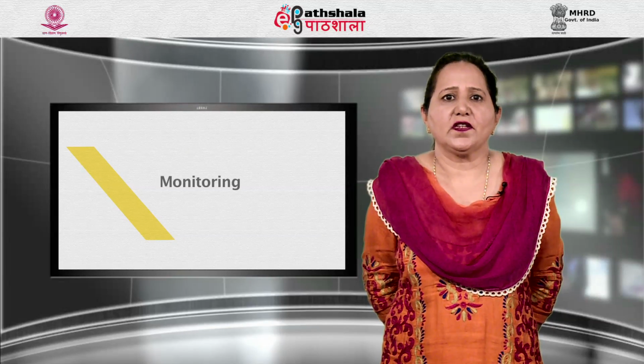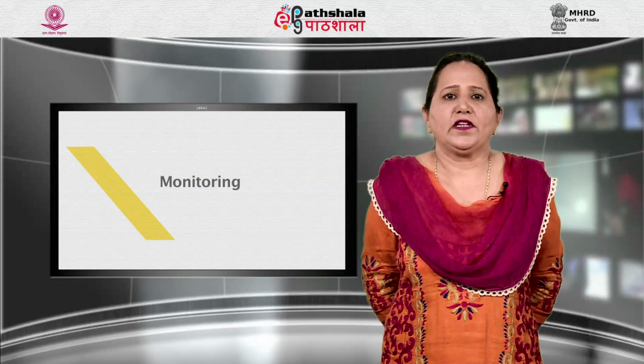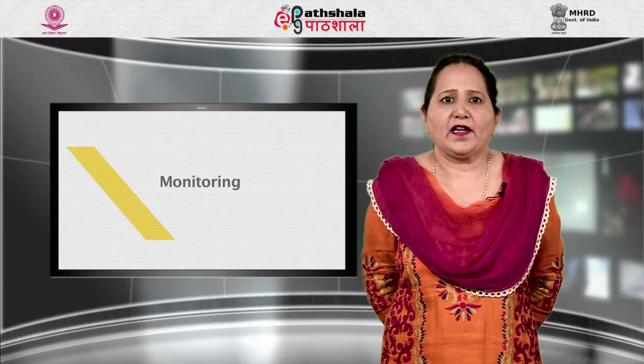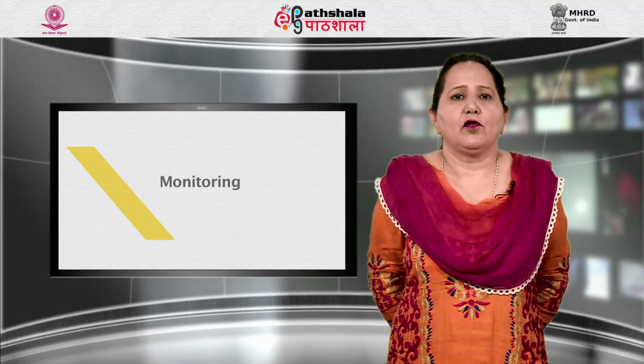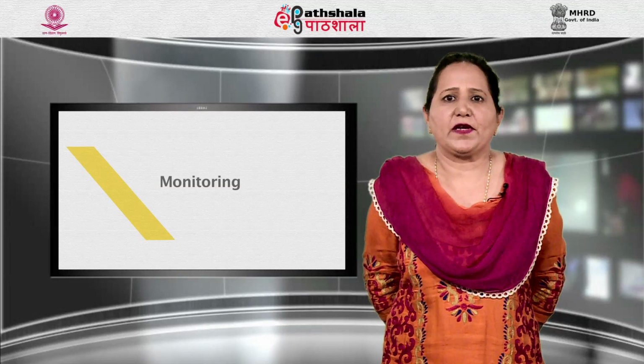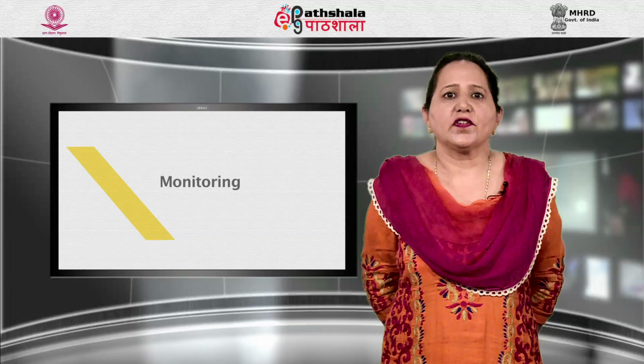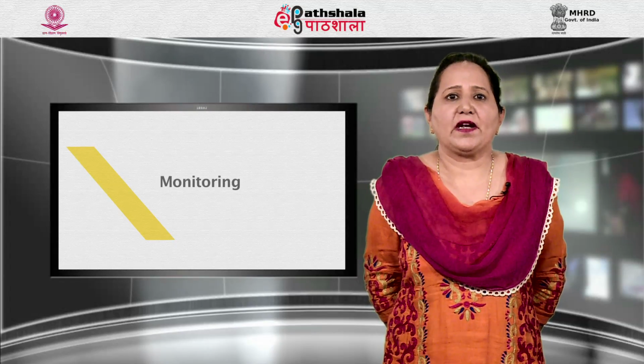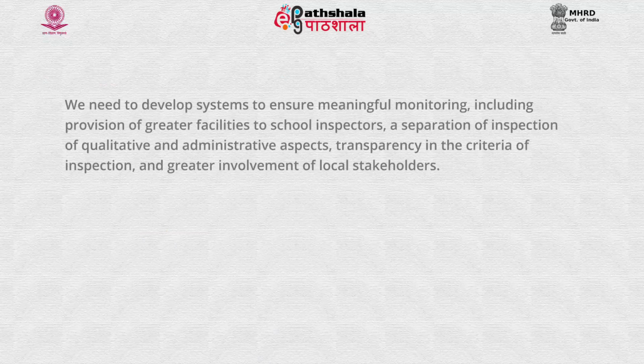Revamping school inspections. The system of school inspection needs to be revamped and revitalized with a greater role for local stakeholders and greater transparency in the system. The solution does not lie in simply expanding the system. Rather, we need to develop systems to ensure meaningful monitoring, including provision of greater facilities to school inspectors, a separation of inspection of qualitative and administrative aspects, transparency in the criteria of inspection, and greater involvement of local stakeholders.